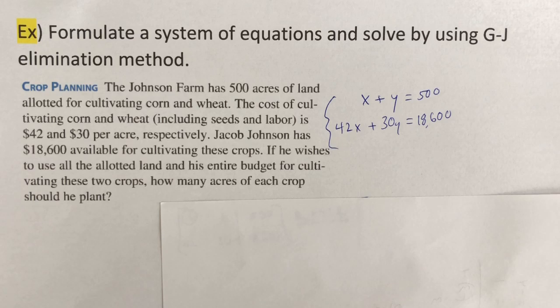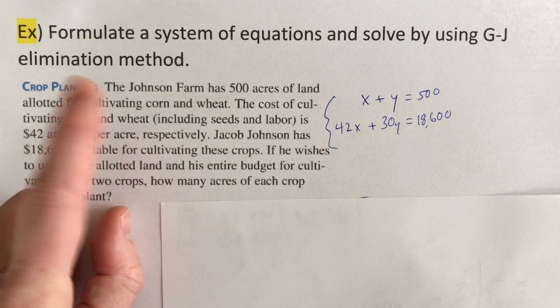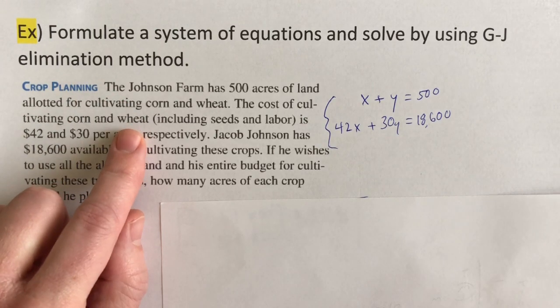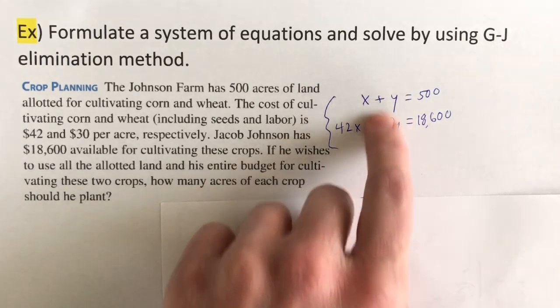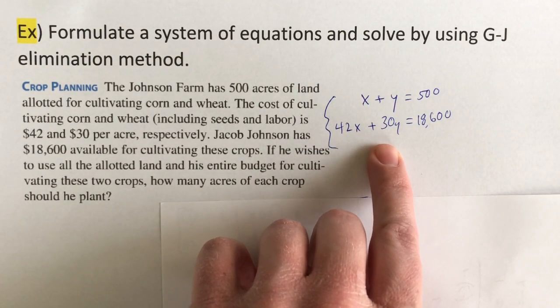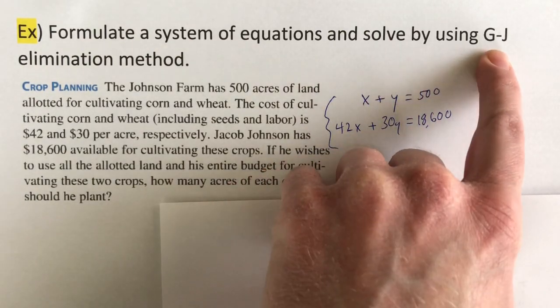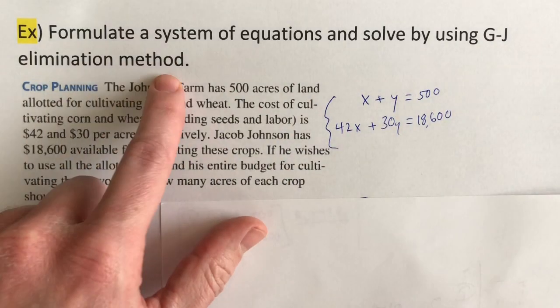Section 5.2, day 1. Hopefully this example looks familiar to you. This is one of the word problems we looked at from section 5.1. And from the given information, we were able to generate this system of linear equations. All we're going to do now is solve this using the Gauss-Jordan elimination method.